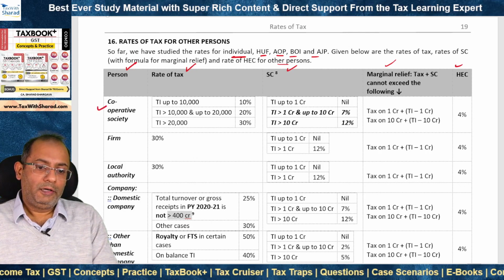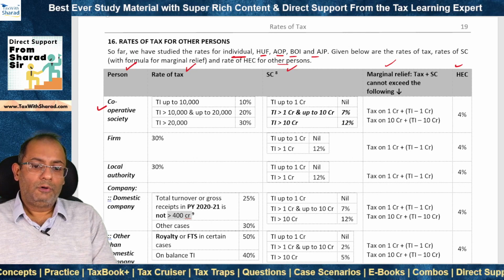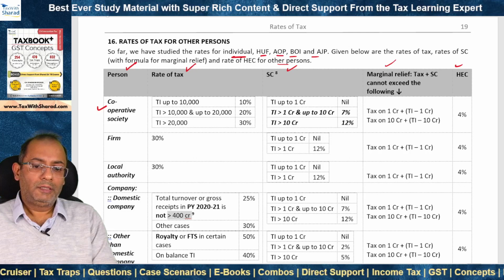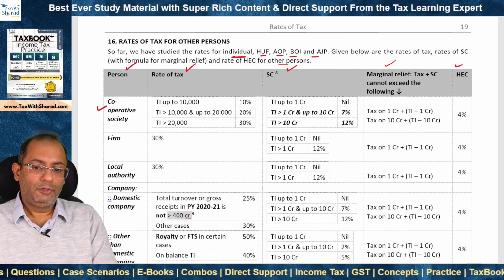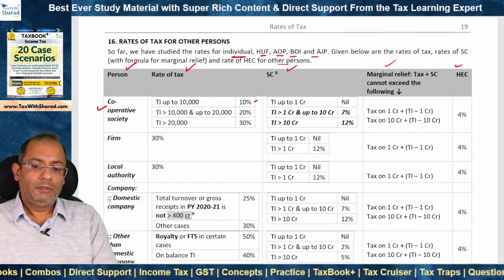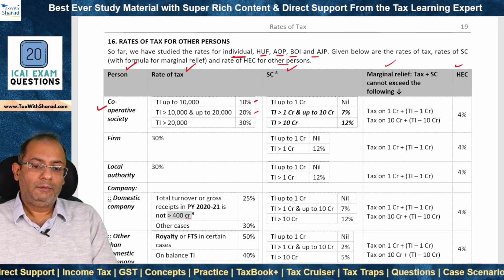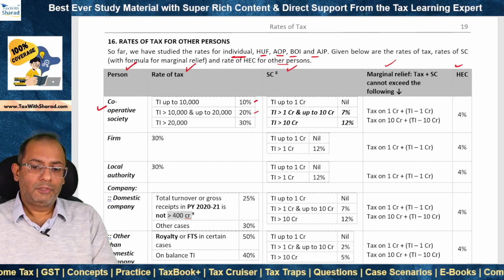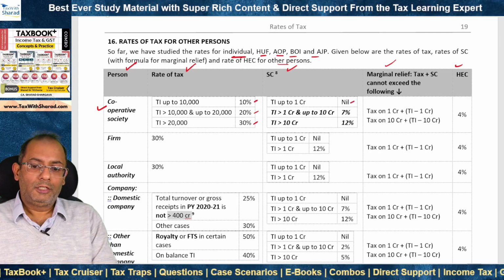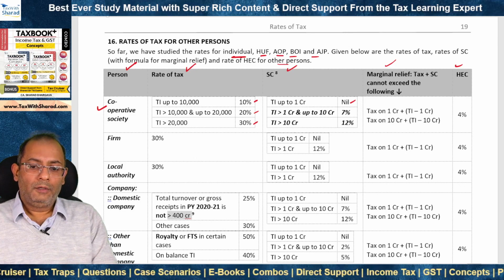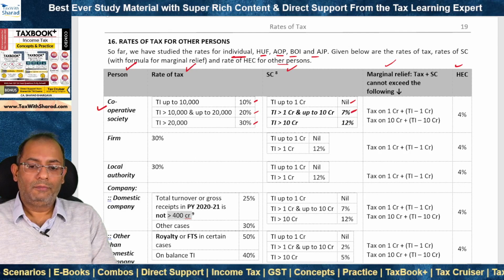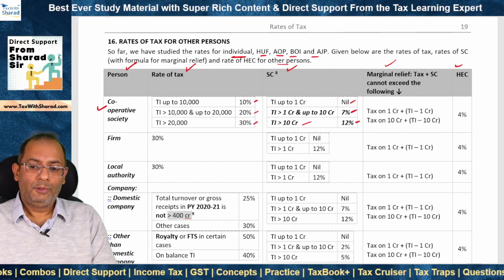So in case of a cooperative society, there are slab rates which are applicable. So 10% tax up to a total income of 10,000 rupees, total income above 10,000 and up to 20,000, the rate of tax is 20%, and total income above 20,000, the rate of tax is 30%. There is no surcharge up to a total income of 1 crore. Total income beyond 1 crore and up to 10 crore, the rate of surcharge is 7%, and for total income greater than 10 crore, the rate of surcharge is 12%.